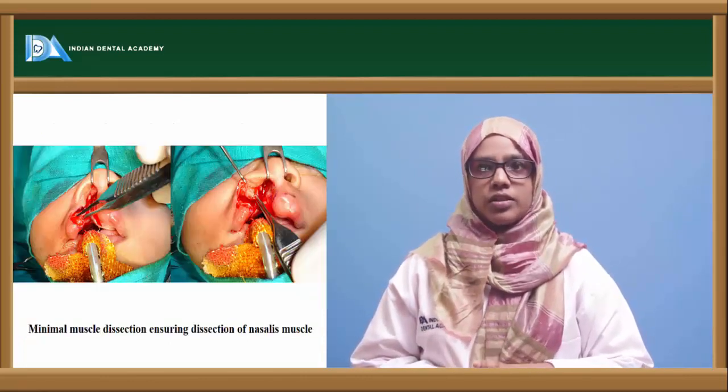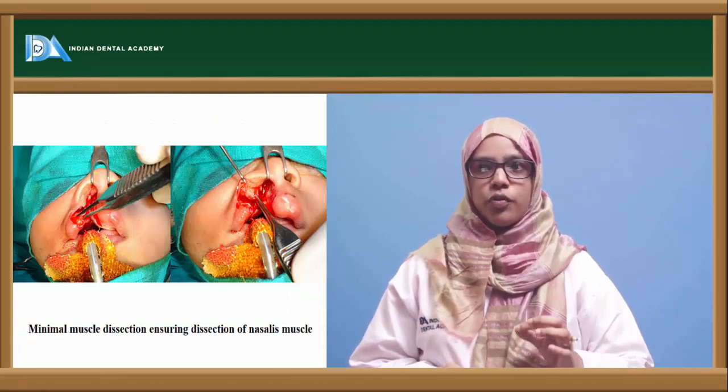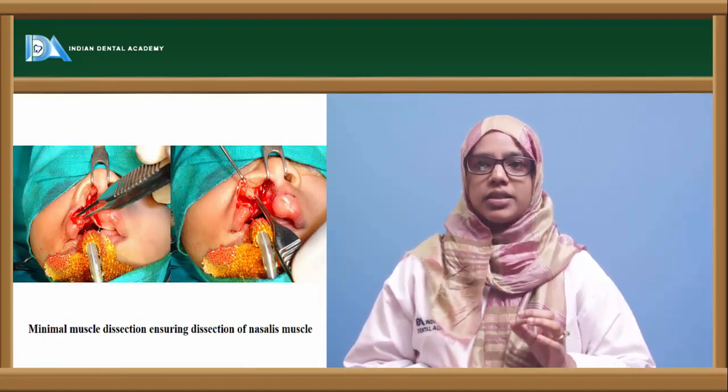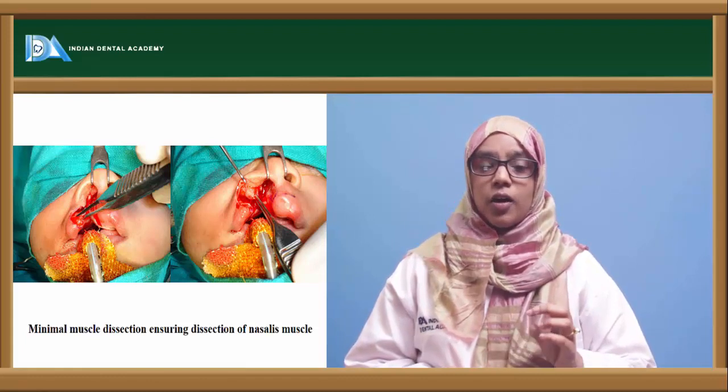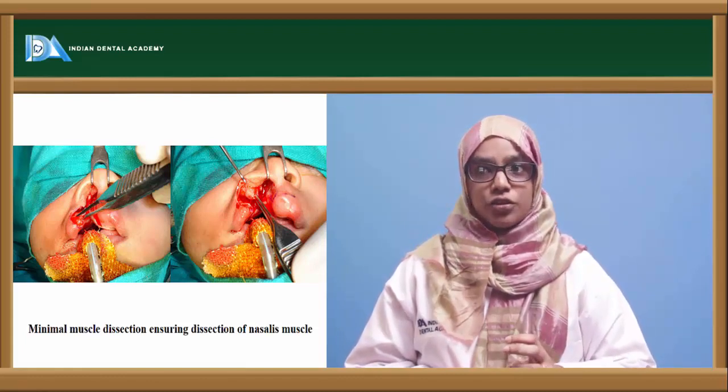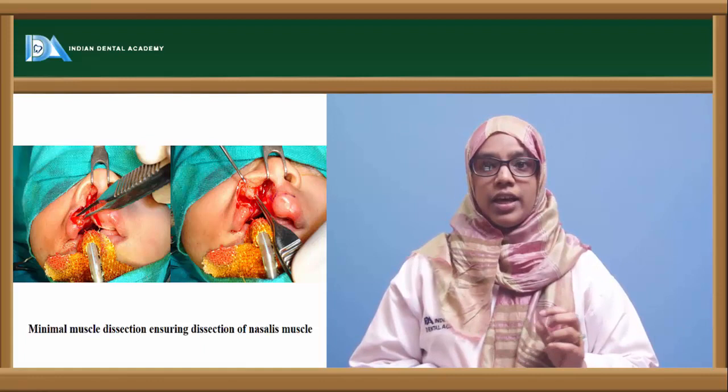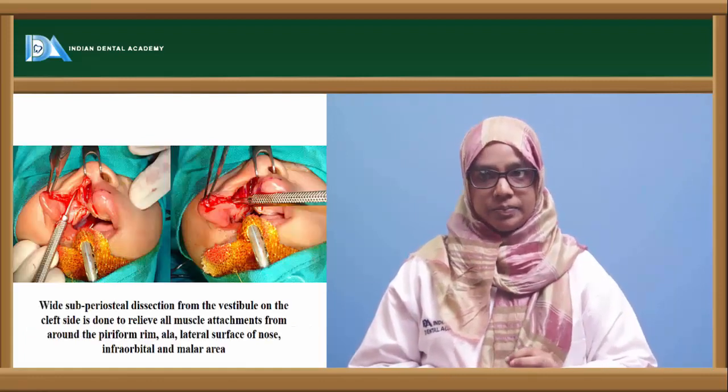Once you do the incision, then you'll do your dissection, remove the sterile area. Minimal muscle dissection is done on both the sides. Along with that, you'll do ala nasalis dissection. As you can see in the second photograph, ala nasalis is dissected.